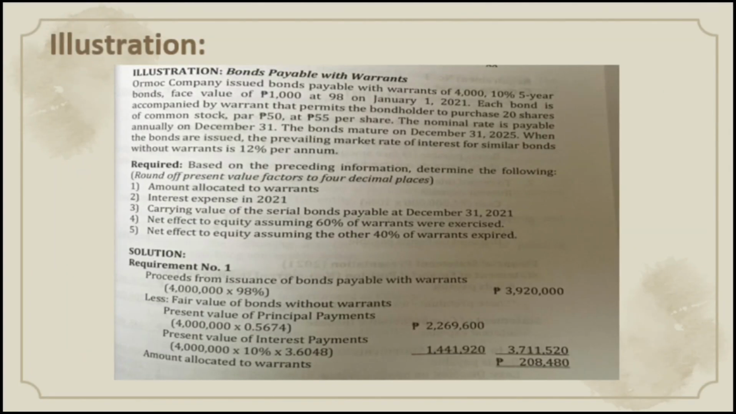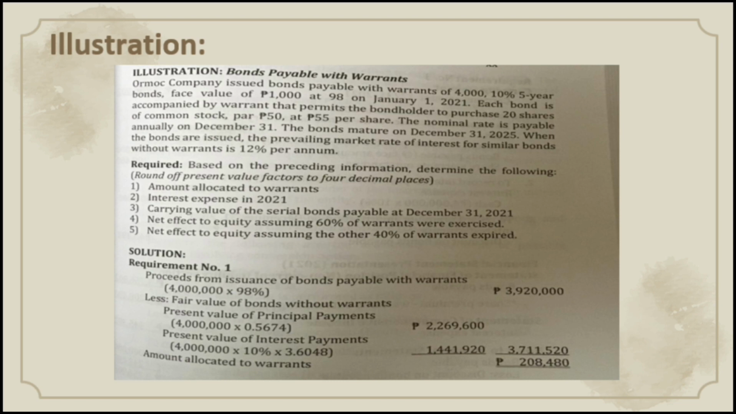So, let's analyze the illustration on bonds payable with warrants. Ormo Company issued bonds payable with warrants of 4,000, 10% 5-year bonds, face value of 1,000 pesos at 98 on January 1, 2021. Each bond is accompanied by a warrant that permits the bondholder to purchase 20 shares of common stock, or 50 pesos, at 55 pesos per share. The nominal rate is payable annually on December 31. The bonds mature on December 31, 2025. When the bonds are issued, the prevailing market rate of interest for similar bonds without warrants is 12% per annum.